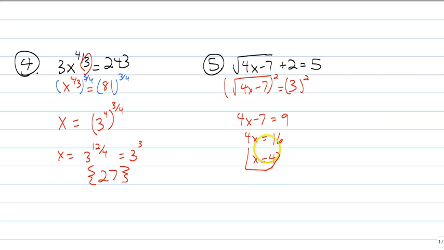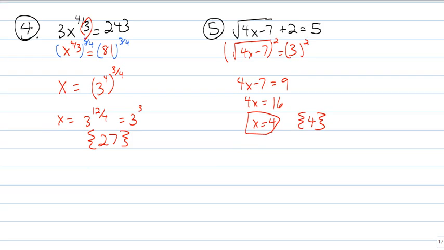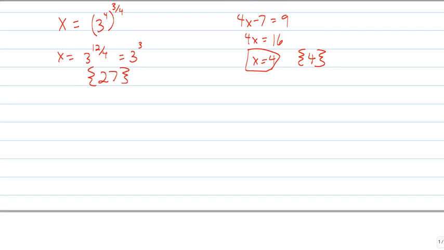Again, real quick, just double check. If I put a 4 in here, 4 times 4 is 16 minus 7 is 9. Square root of 9 is 3. So that will work. Alright, so those are those 5. Now, these are ones where you can get an extraneous solution.